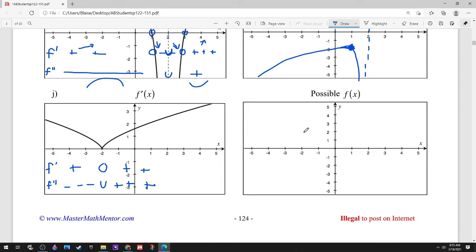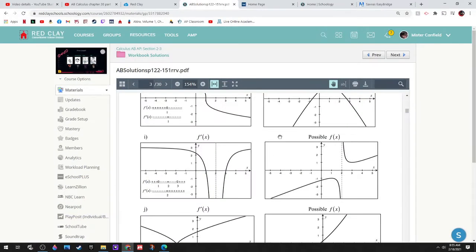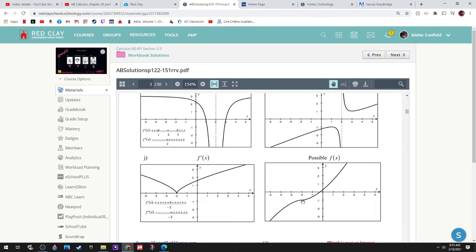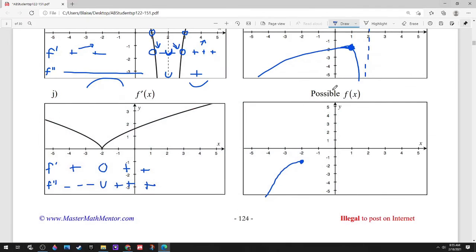So at -2, it's not a maximum or a minimum. I'll just put it down here at -2, and it's concave down, and then it changes to concave up. So let's see how that looks if a computer draws it. There's a little bit of a there. Not something we're going to be able to draw very well by hand.